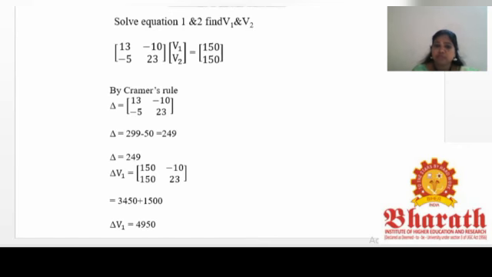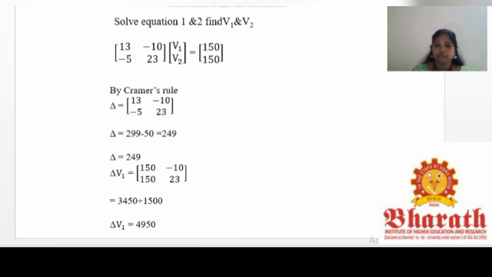So by Cramer's rule, we have to find the determinant of the matrix. So delta will be equal to 13, minus 10, minus 5 and 23. To find the determinant, 23 into 13 minus of minus 5 into minus 10, you will be getting the value 249. So this is the value of the determinant, 249.